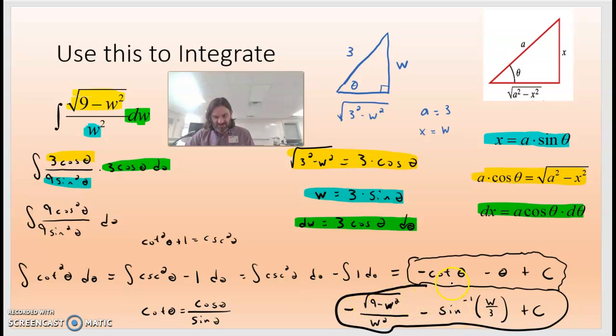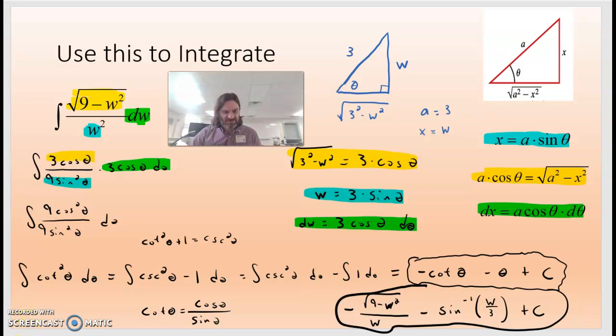Okay, so just double checking here, cotangent is adjacent over opposite, so it looks a lot like the original problem in some way. Oh, why did I square that? No, that does not need to be w squared on the bottom, so let's fix that. I think I got struck by the original problem. There we go. Yeah, so negative square root of 9 minus w squared all over w, because that would be the adjacent over the opposite, minus the sine inverse of w over 3, because that would be the opposite over hypotenuse for the sine. Yeah, plus C.